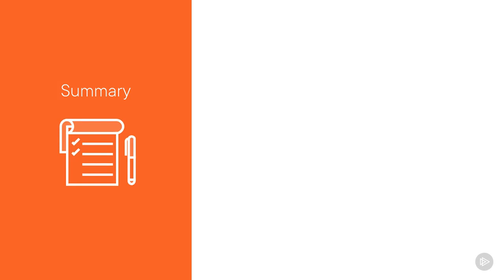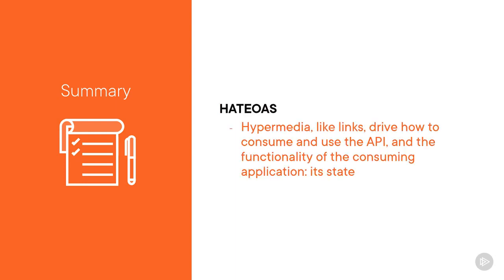This module was focused on HATEOAS. Hypermedia, like links, drive how to consume and use the API, and the functionality of the consuming application, its state. A good example would be a piece of functionality that allows someone to make a course reservation. Without HATEOAS, the consumer of the API must know how to do that, typically from documentation. So it needs intrinsic knowledge of the API. HATEOAS fixes that. The HATEOAS links allow the consumer to learn that functionality on the fly.